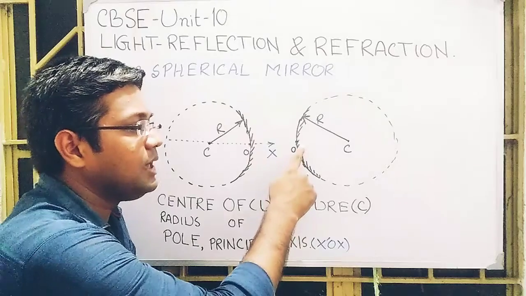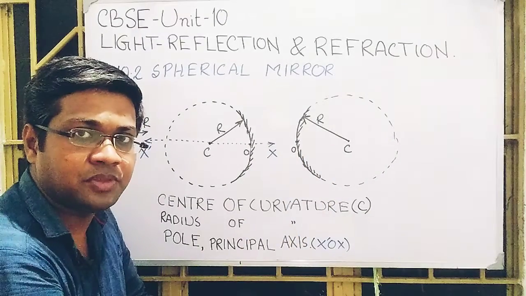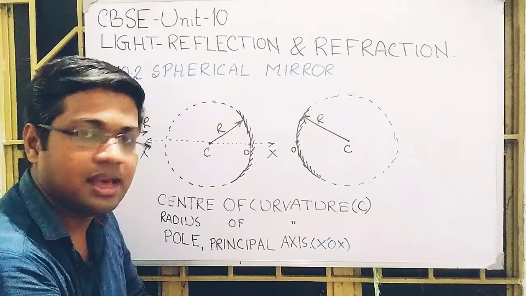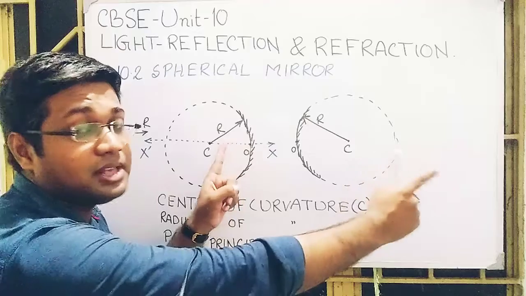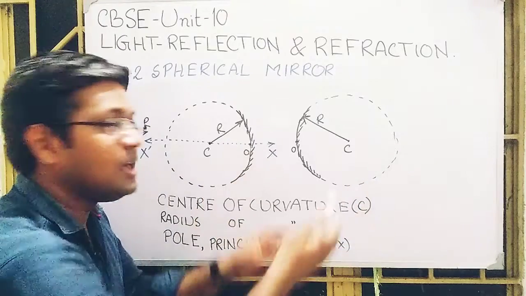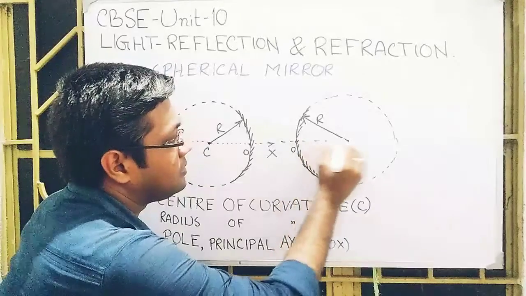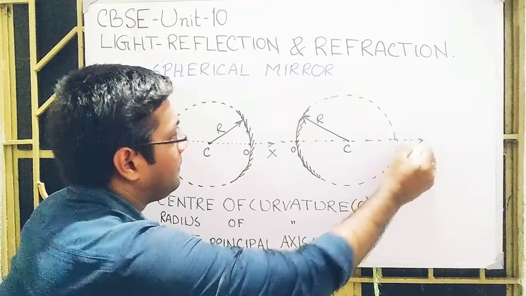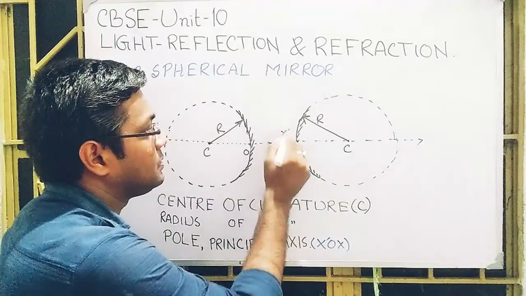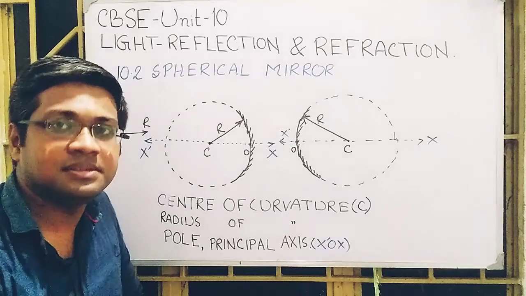Similarly here, if we connect the pole and the center of curvature, we get a straight line, and if we produce it in the 2 ways, if we extend it up to infinity, that thing is called the principal axis. And this thing is called the principal axis.